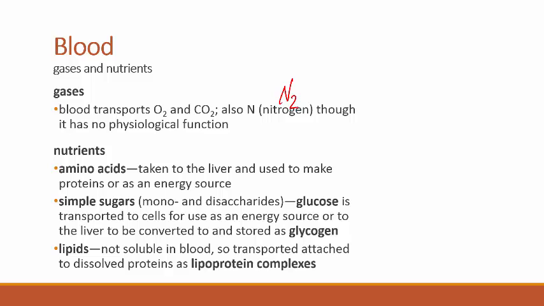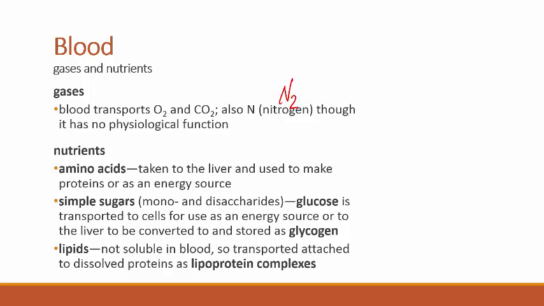Nutrients are carried in blood as well. So the digested amino acids are all sent to the liver, and they're used there to make the plasma proteins, or they may be transported around to the cells, where the cells will use them to build proteins as well. The simple sugars, mono and disaccharides. A disaccharide is two simple sugars attached to each other. Glucose is a monosaccharide, but something like maltose is a disaccharide, so is sucrose. But most of the simple sugars that we transport are monosaccharides like glucose.